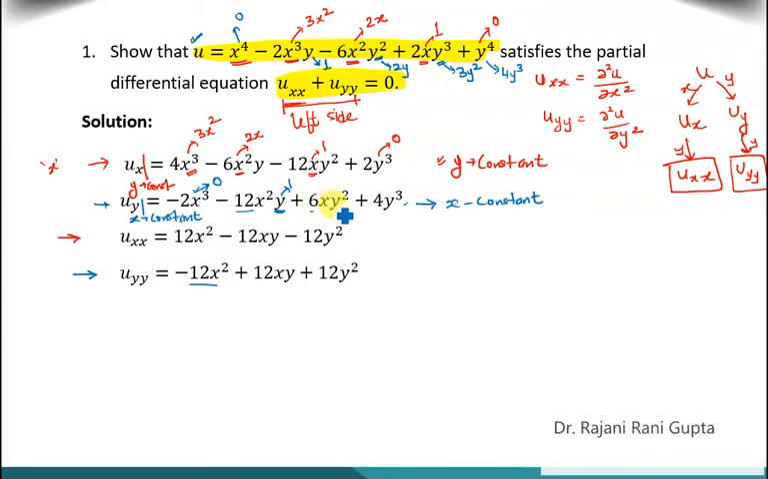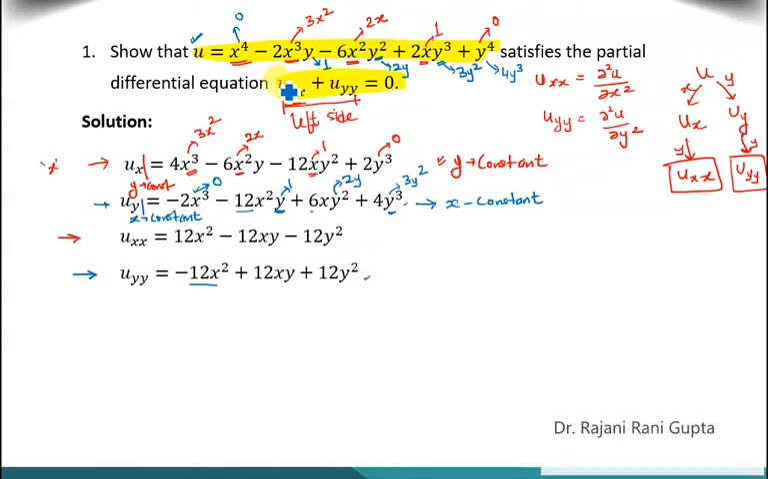And when we differentiate this one, y square derivative is 2y, 6 times 2, 12xy. Y power 3, 3y square, this gives you 12y square. So we get these two terms.